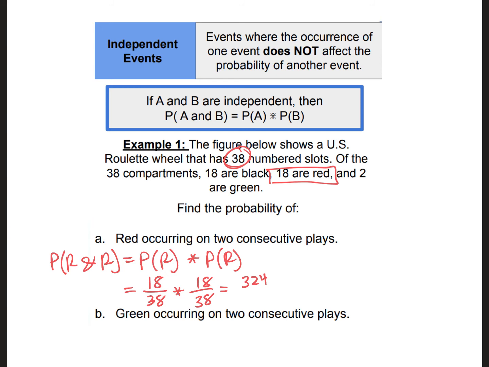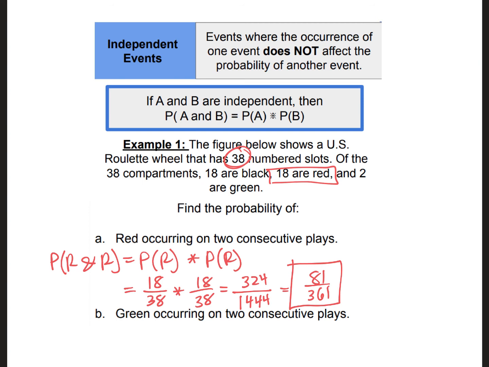Oops, I divided, sorry. Which is 1,444. Again, I want to simplify that, so in my calculator, I'm going to do 324 divided by 1,444. Math, fraction, and that simplifies down to 81 out of 361, which should be your final answer. Again, find the probability of each thing individually, and then go ahead and multiply them together.